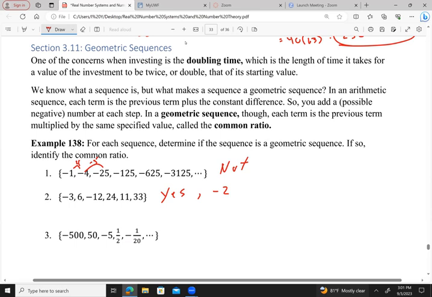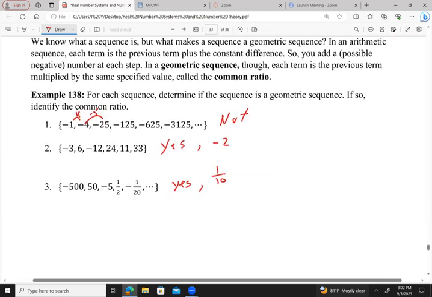Here I have 500. If I divide it by negative 10, I have 50. If I divide that by negative 10, I have negative 5. So yes, and instead of dividing, we're going to say 1/10. Okay?